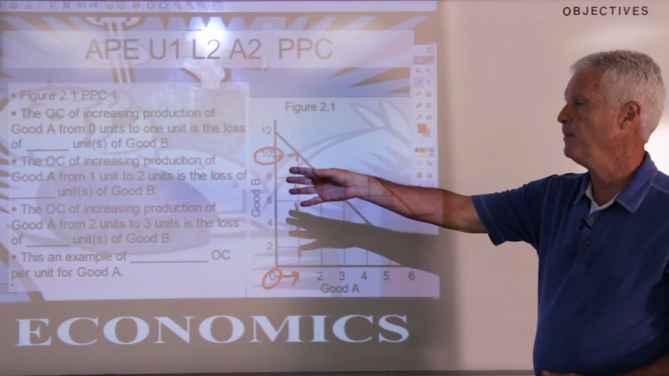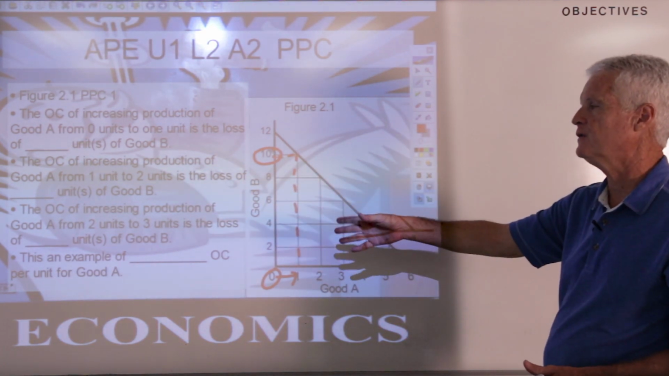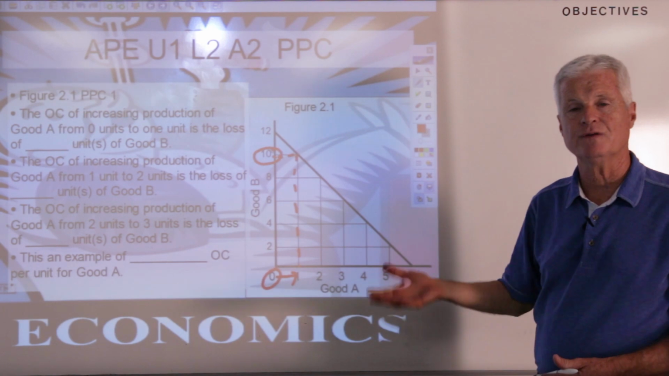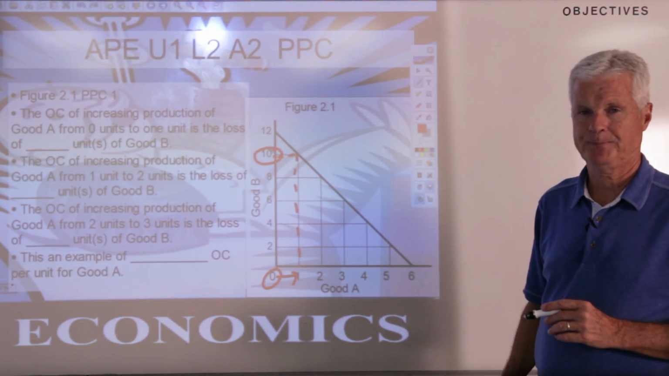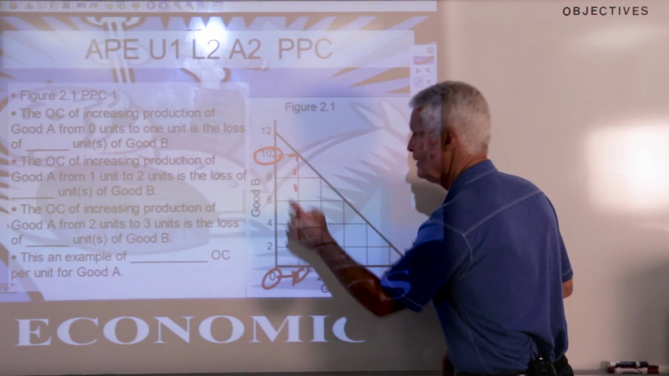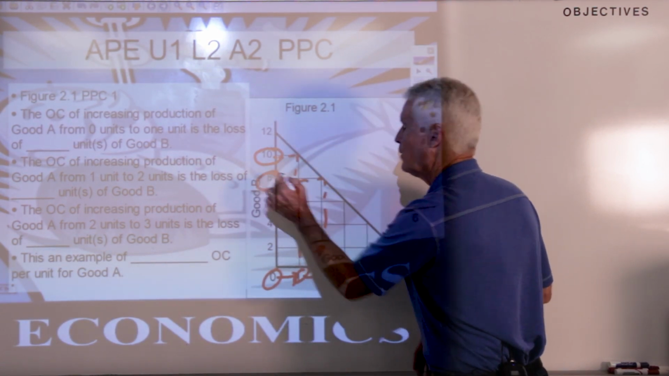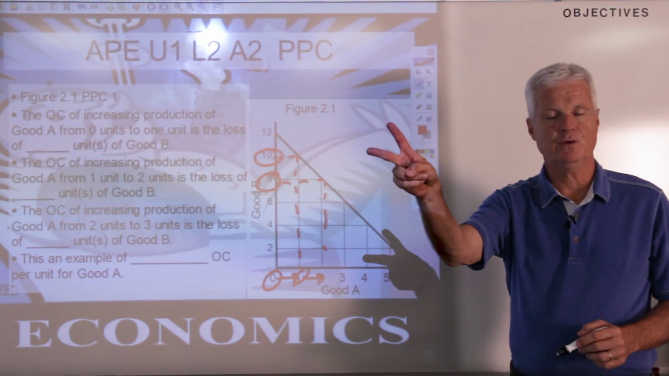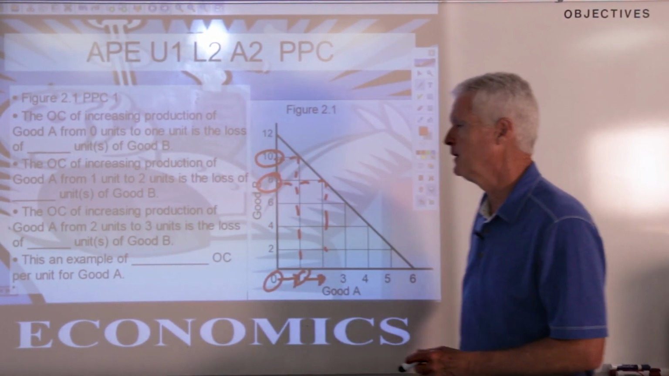Moving on, the opportunity cost of increasing production of good A from 1 unit to 2 units is a loss of how many units of good B? Pause the video, answer the question. Okay, we were at 1, so we had 10. We've moved to 2, come up here. We're down to 8, 2 units again. So 2 units for the first one, 2 units for the second one.